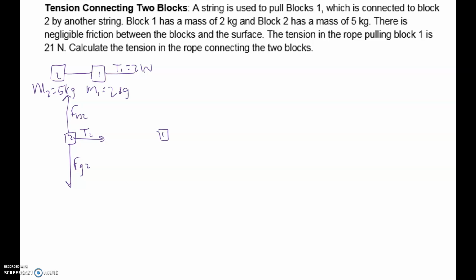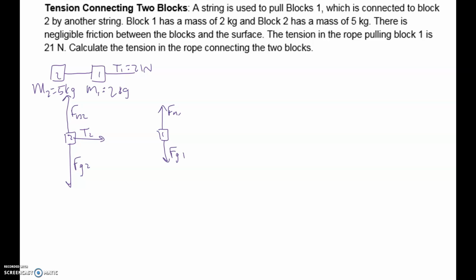So block 1, all right, well, let's see. Again, we have gravity and normal force. So we've got the force of gravity acting on object 1 straight down, and the normal force acting on object 1 straight up. I drew those smaller because that block has less mass.